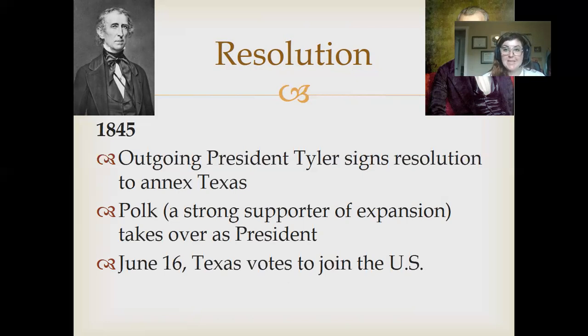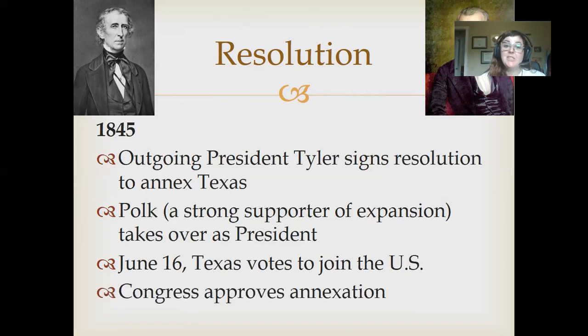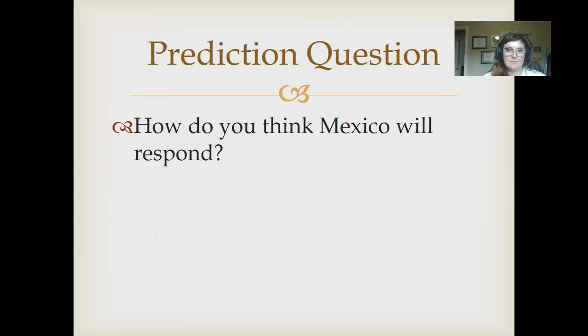And on June 16th, 1845, Texas, or the people who represent themselves as the Republic of Texas, vote to join the United States. Remember all the while that Mexico is still not recognizing that Texas is an independent territory from Mexico, even though many of the white Americans who lived there thought of themselves that way. And Congress approves the annexation. So, think to yourself, how do you think Mexico is going to respond to this?